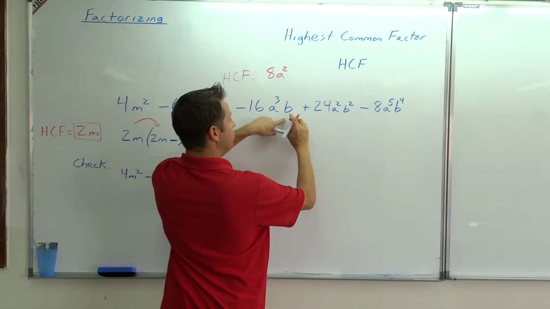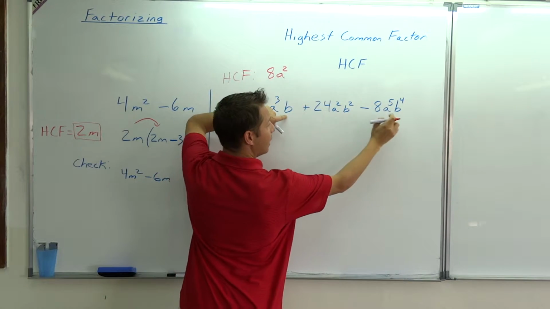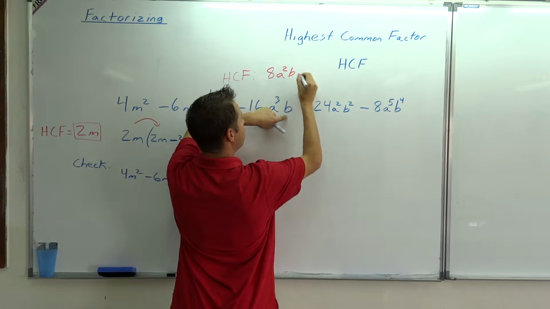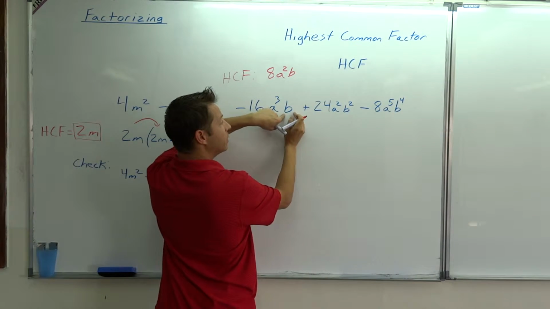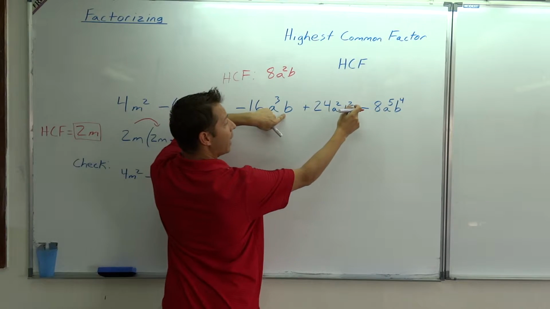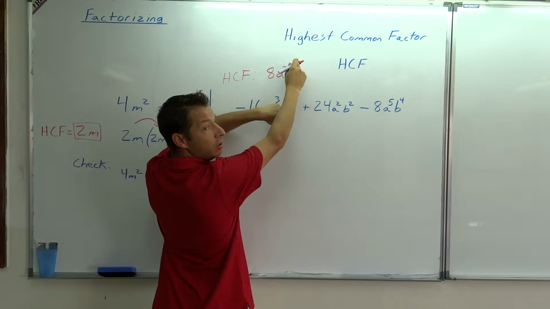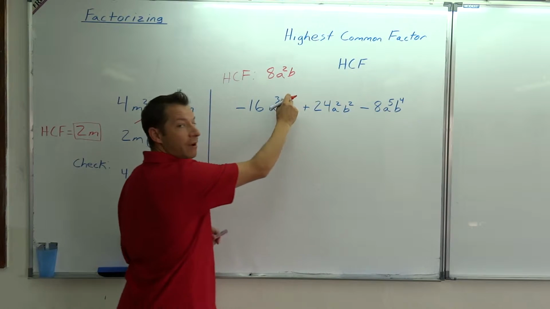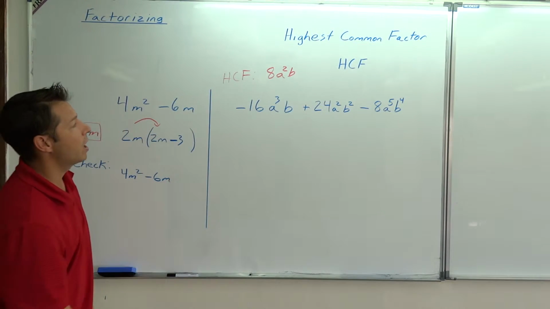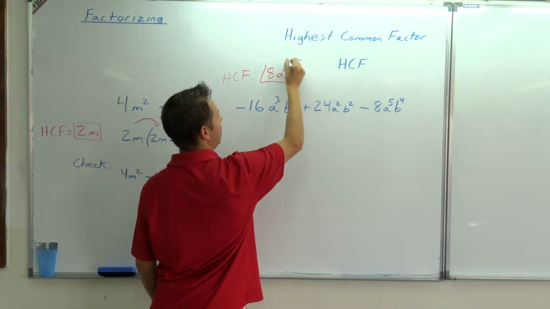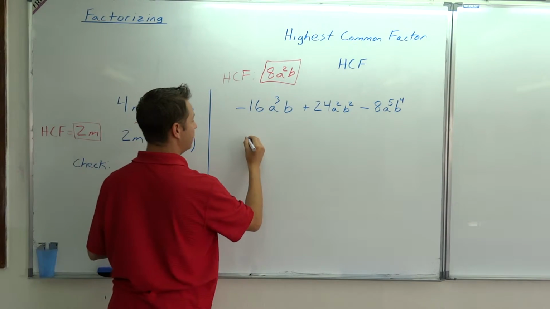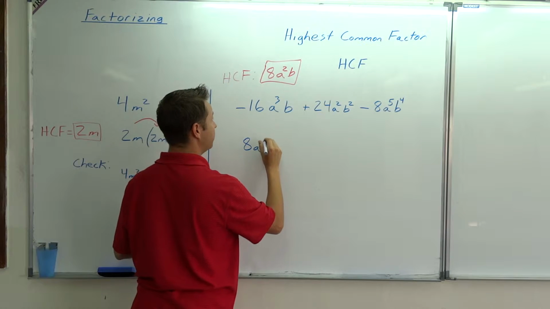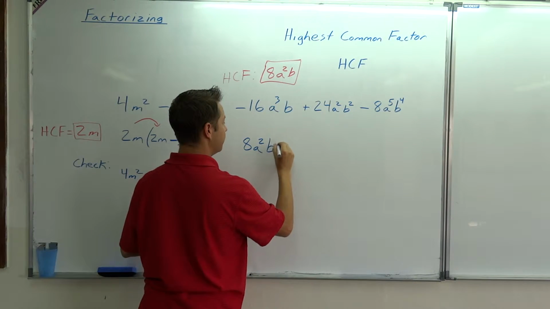I look at my b terms. Well, I definitely have at least one b term in each. And in fact, this one here is my largest as far as the exponent. So I can't be putting b squared or b cubed because I wouldn't be able to divide that evenly. Right? So my highest common factor here is going to be 8a squared b. That means on the outside of my brackets should be 8a squared b.